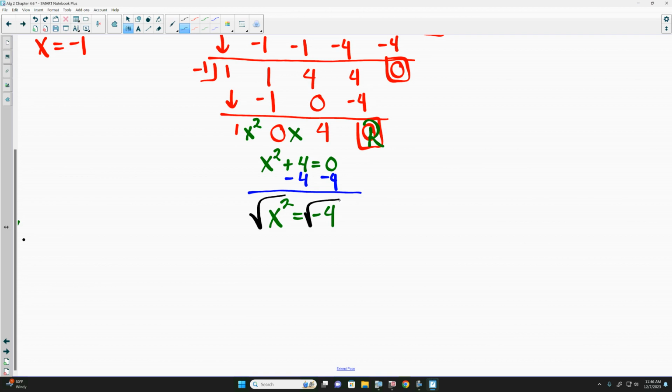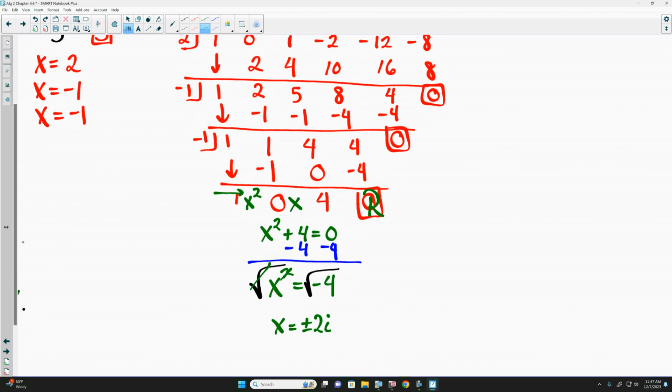At this point, we'll take the square root of both sides. Our square root and square would cancel, giving us x by itself. And whenever we take the square root of both sides, we add the plus or minus. This also follows with our fundamental theorem of algebra. Because it's a second degree polynomial function, we should have 2 solutions. That's also the reason we add the plus or minus. Now the negative is going to come out as i. Square root of 4 is 2. So our square root of negative 4 is 2i. We have plus or minus 2i.